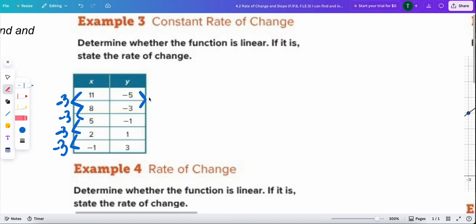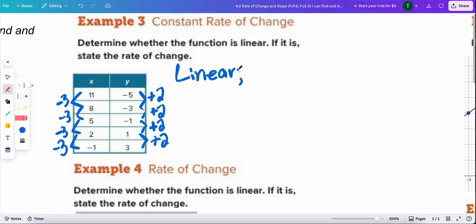To go from negative 5 to negative 3, that's adding 2. To go from negative 3 to negative 1, that's adding 2. To go from negative 1 to 1, that's adding 2. And to go from 1 to 3, that is adding 2. So if I look at this, they did in fact change. The x's all by the same number, our y's all by the same number, which means this is linear.